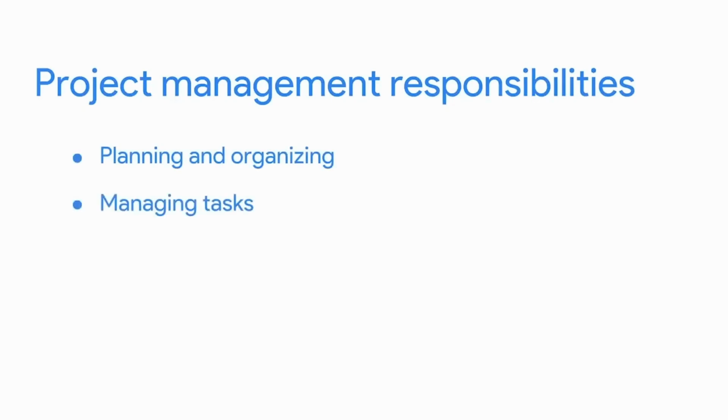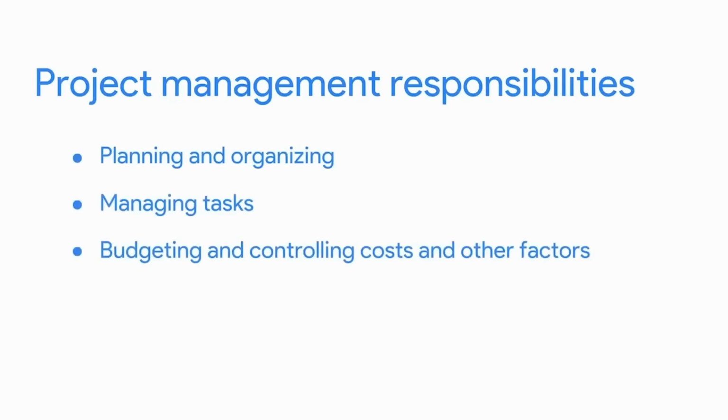You learn that project management is the application of knowledge, skills, tools, and techniques to meet the project requirements and achieve the desired outcome. So, how does that actually happen? Well, that's where you come in. Project managers usually follow a process that involves planning and organizing, managing tasks, budgeting, and controlling costs, and other factors so that the project can be completed within the approved budget and timeframe.